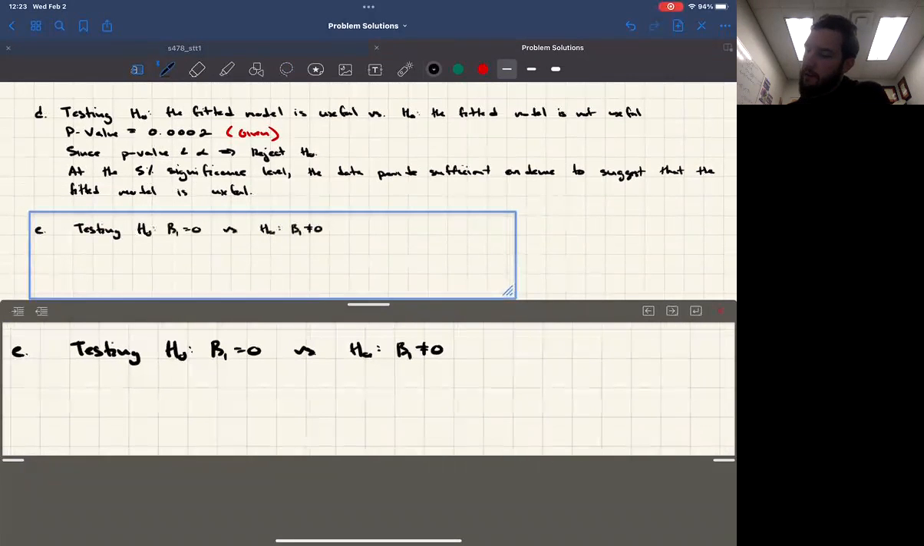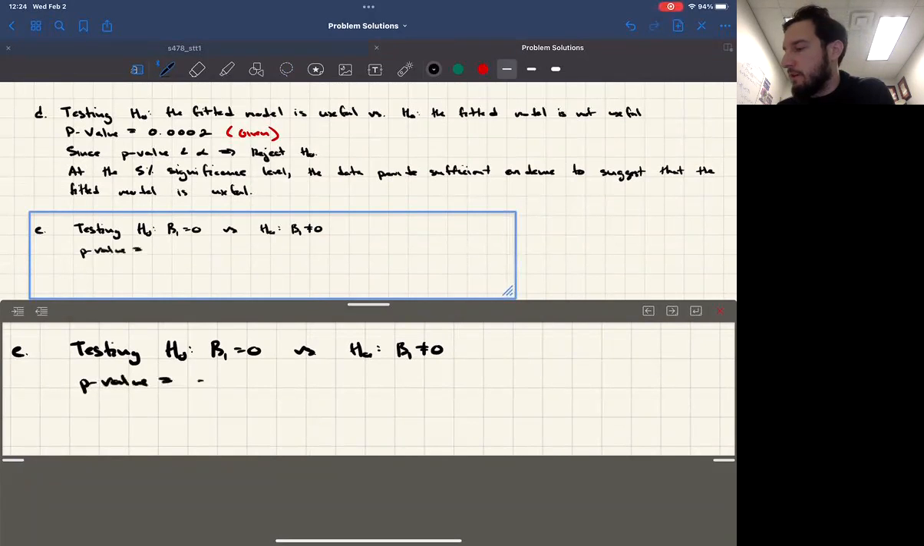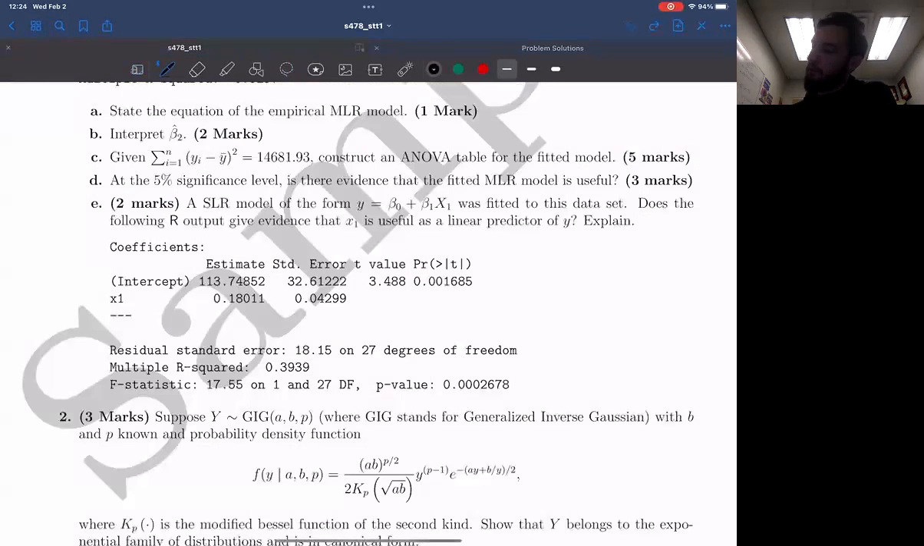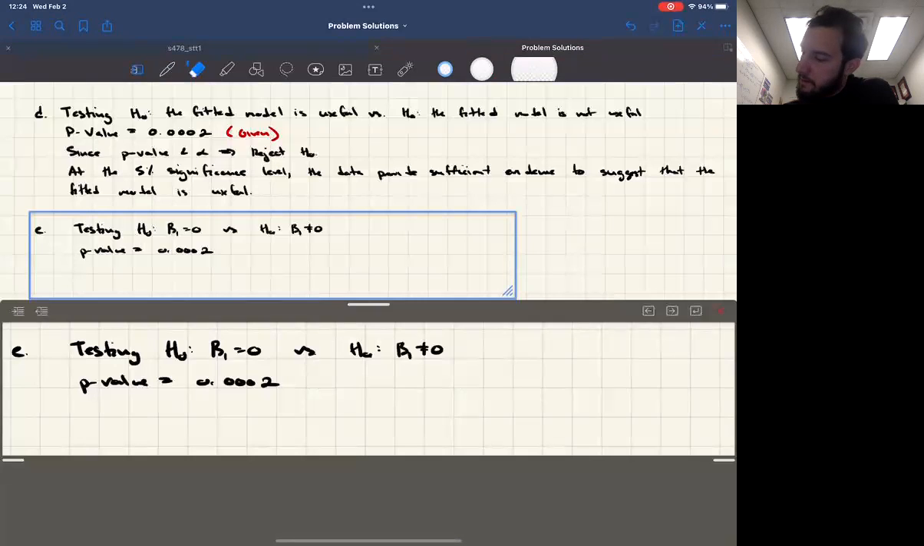Okay, so we can do this test in two ways, like I said before. The easiest way based off the output is just to pull the given p-value. So the p-value that's associated with the F statistic here is actually testing the exact same thing. It's just testing model usefulness. So in the case of an SLR model, model usefulness is the same thing as the two-sided test about beta 1. So our p-value here is 0.002678.